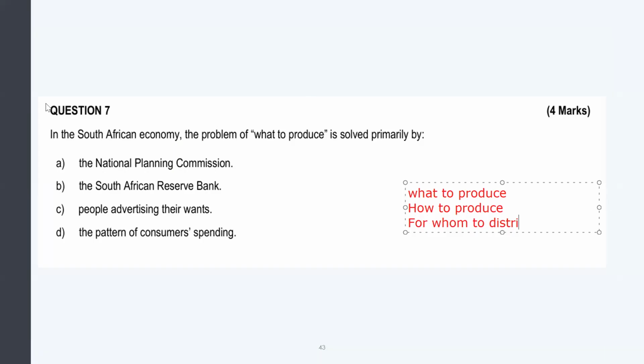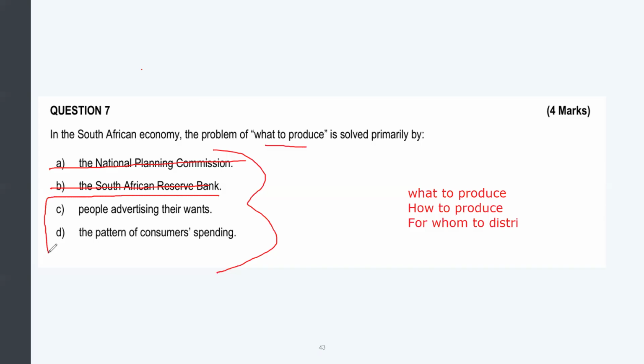Now, remember, we said that there are three economies: command, mixed, and market. So which of these represents South Africa? How do we solve what to produce? Do we have a central planning committee in South Africa which says this year we have got to produce 88 oranges or something like that? We don't, right? So National Planning Commission is out. Does the South African Reserve Bank make choices for us in terms of how many things we produce in South Africa? No, it does not. So that's out. So we have got these two answers left.